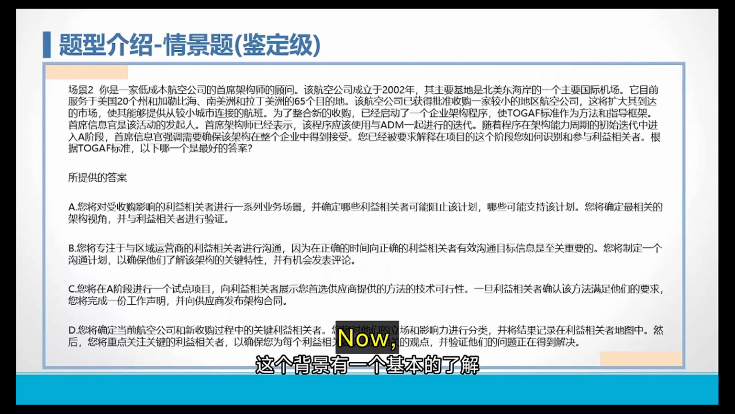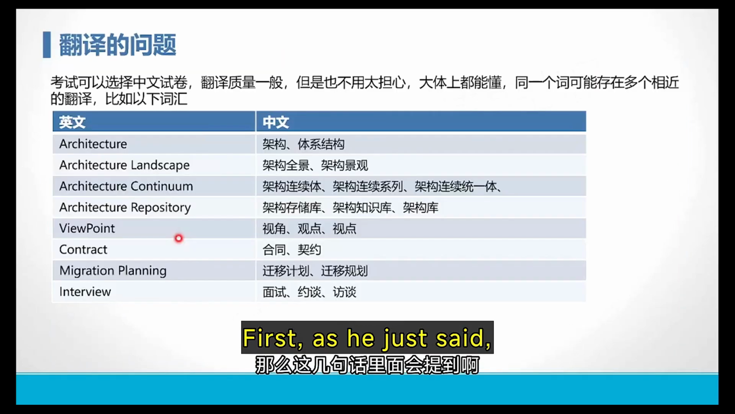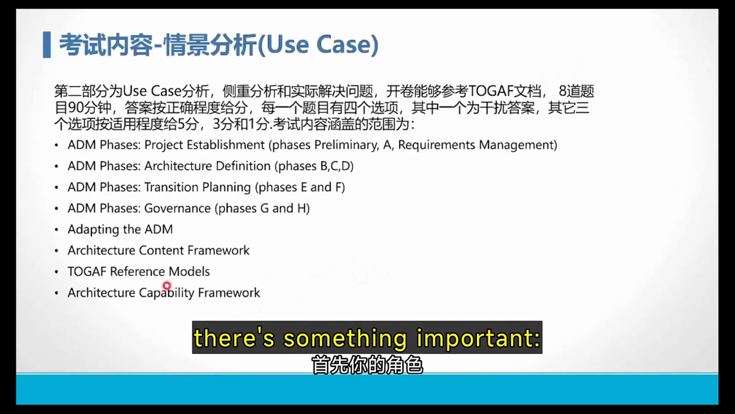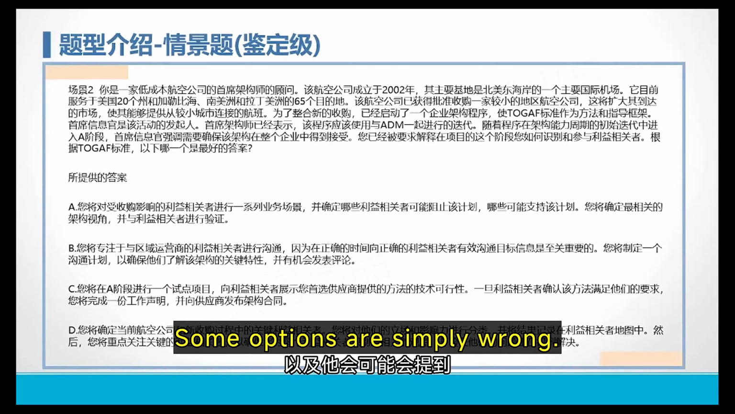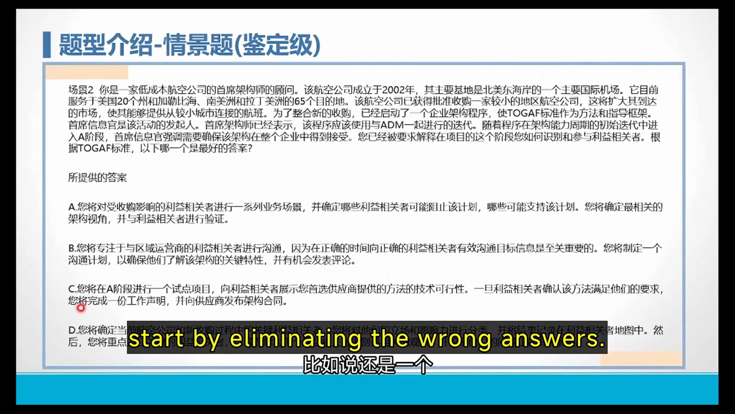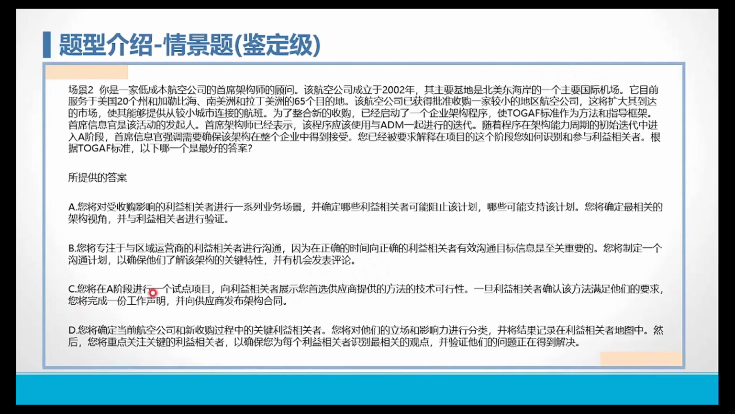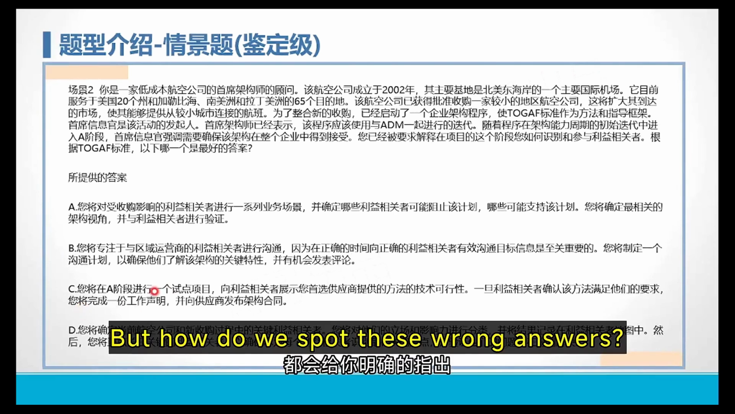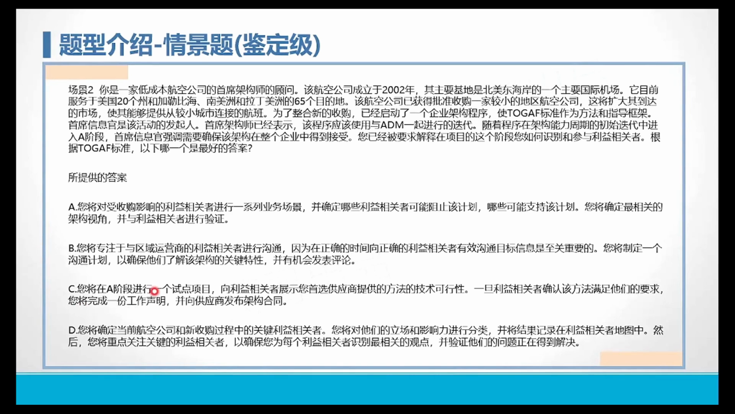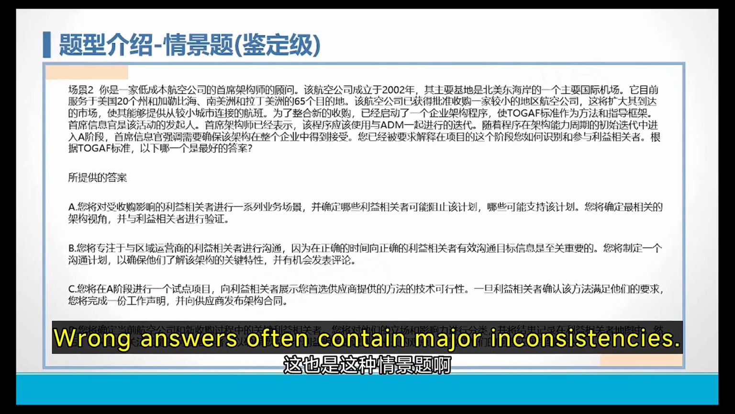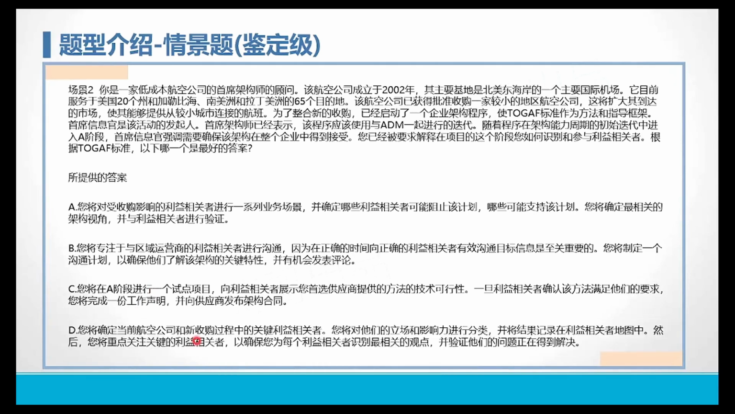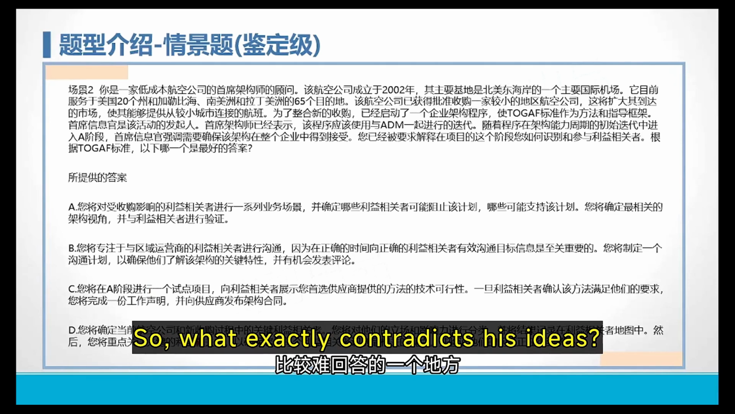Now, let's consider. First, as he just said, there's something important. One of the 4 options is a distractor. Some options are simply wrong. When tackling these questions, start by eliminating the wrong answers. But how do we spot these wrong answers? Well, here's a useful tip. Wrong answers often contain major inconsistencies. So, what exactly contradicts his ideas? Let's think.